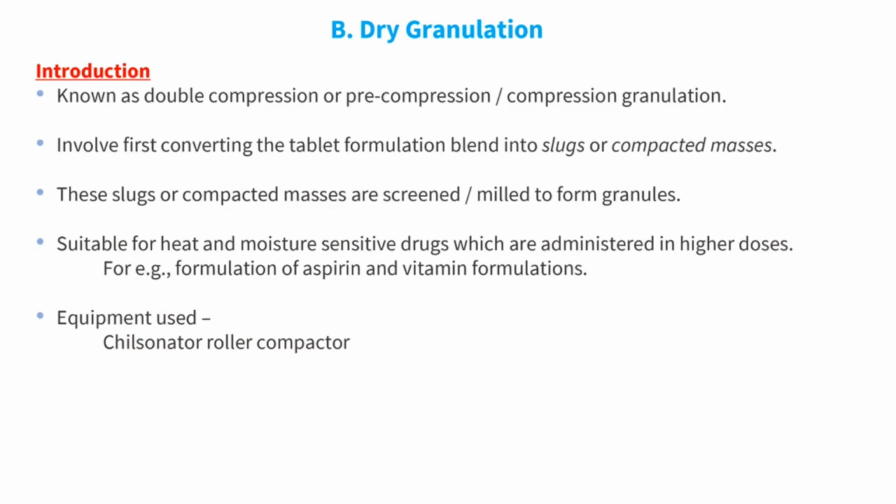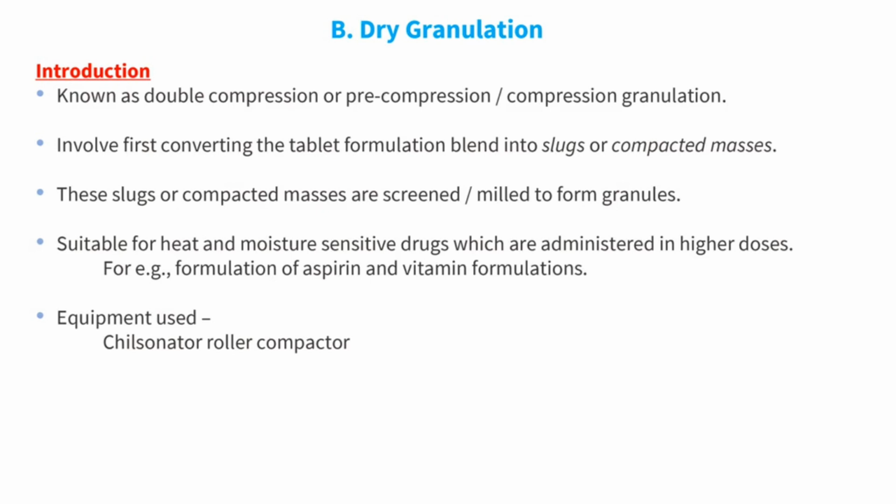B. Dry granulation. Introduction. Known as double compression or pre-compression or compression granulation. It involves first converting the tablet formulation blend into slugs or compacted masses. These slugs or compacted masses are screened or milled to form granules. Suitable for heat and moisture sensitive drugs which are administered in higher doses. For example, formulation of aspirin and vitamin formulations.